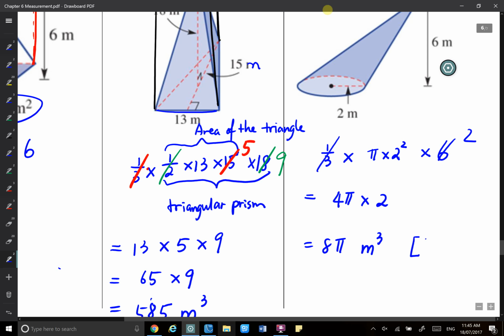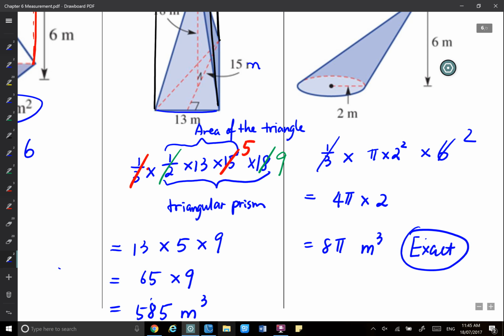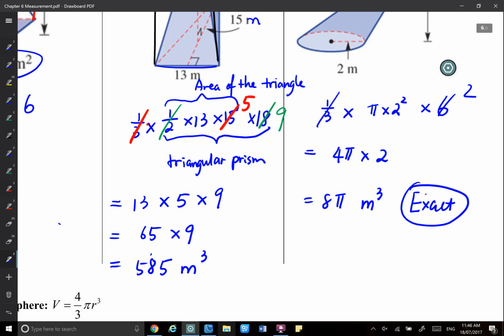And remember, that is the exact answer. Do not try to do anything else. 8 pi is the exact answer. 3.14 is not going to apply to this question. The exact answer will include the pi if you talk about a circle or something. So we will leave our answer like that.